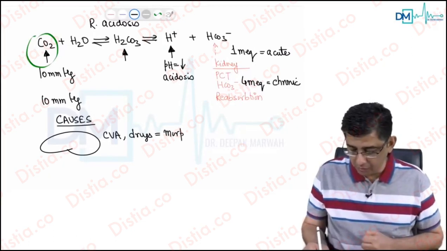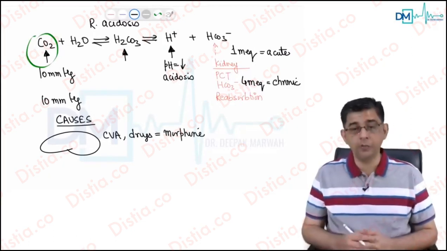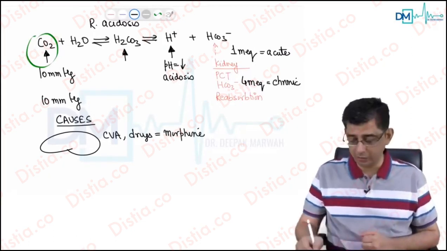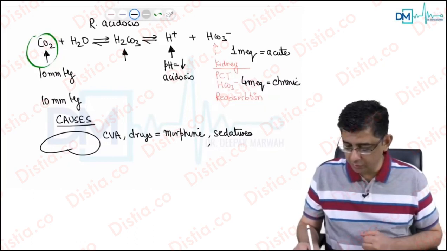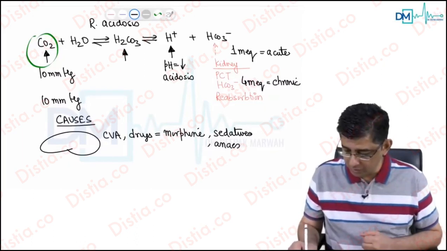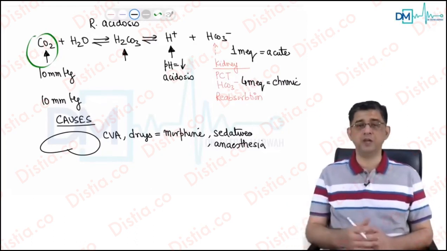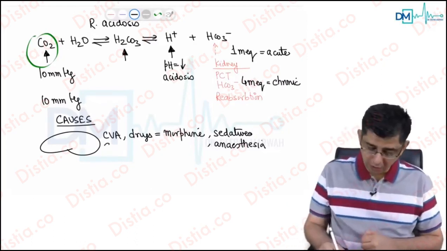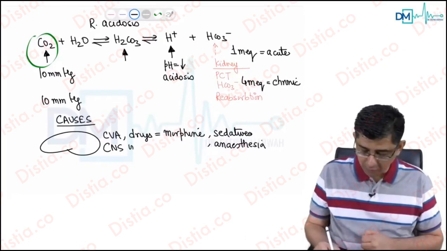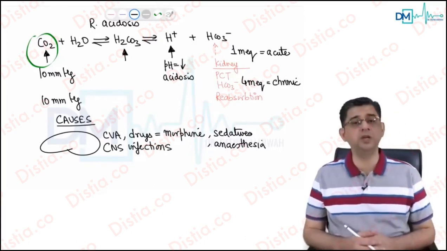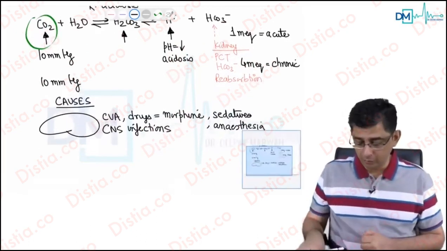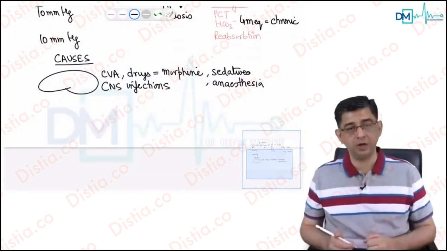Drugs like morphine can cause respiratory depression. Opioid analgesics can cause respiratory depression. Sedatives which are given to the patient can cause respiratory depression. Anesthetic drugs can contribute to respiratory depression. The point of mine is that if the respiratory rate of the patient is reduced, the carbon dioxide values will begin to increase. Even CNS infections can contribute to damage to vital centers like the respiratory center, and therefore carbon dioxide values can increase. This would be called central causes for respiratory acidosis.